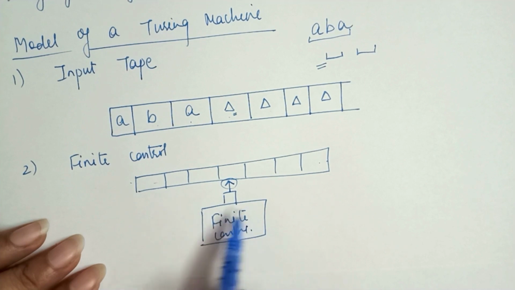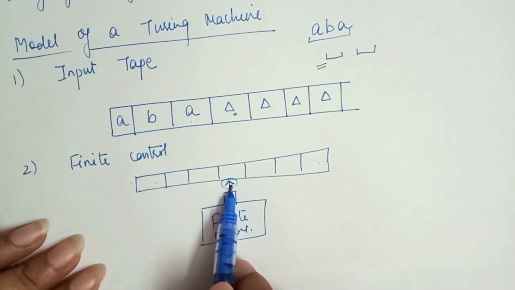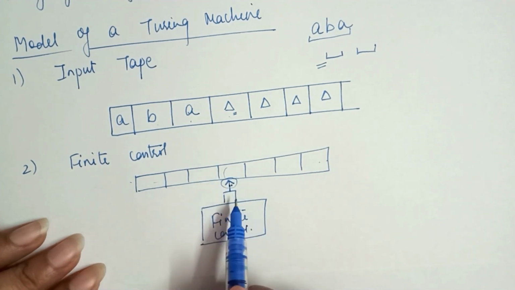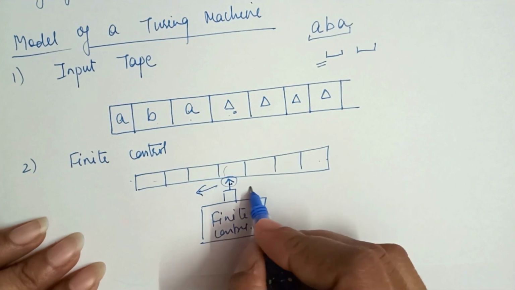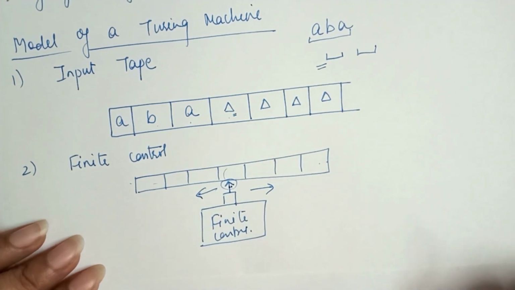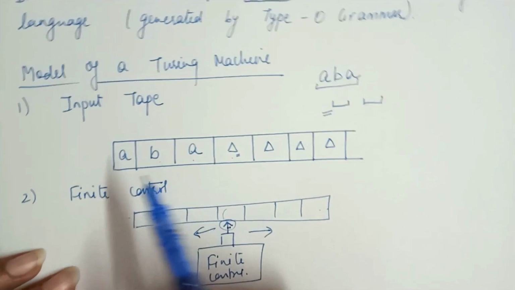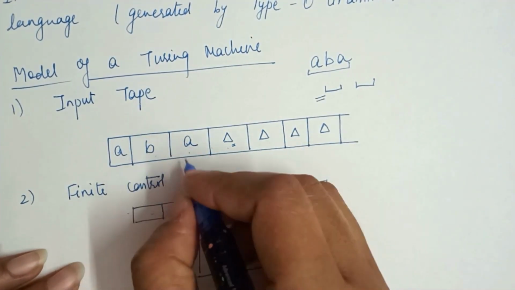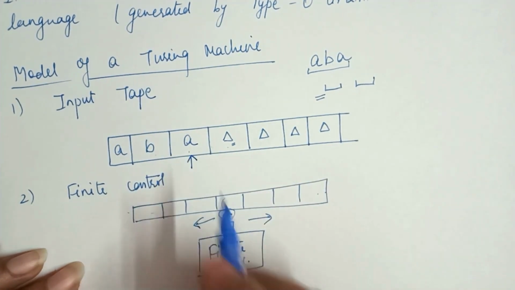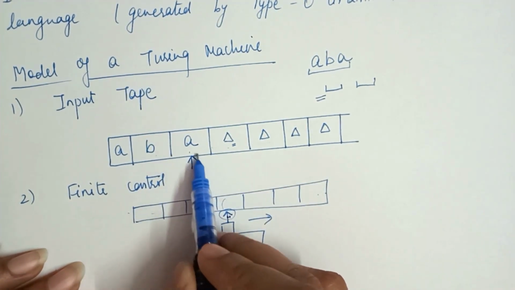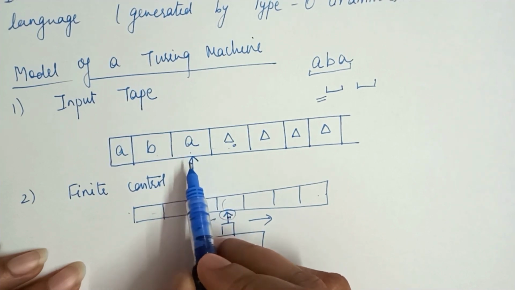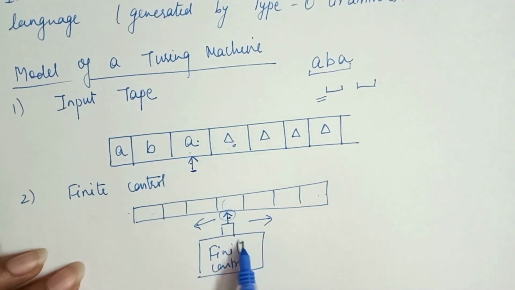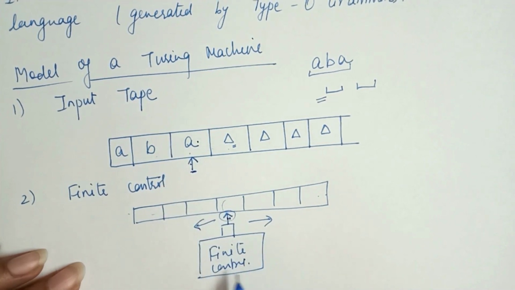Okay, so the finite control and the tape head, which is responsible for reading the current input symbol. The tape head can either move to the left or move to the right. This means that if we have a string like ABA, and we place this ABA like this, and the tape head is positioned at this cell, it currently reads this character A, which is also handled by the finite control.